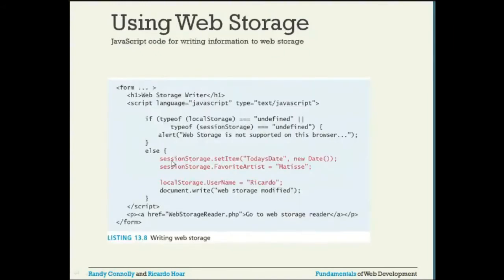Using that object, you will call the method dot setItem. When you say setItem, it will take this as the variable today's date, or you can think of it as a key, and it will be mapped to the date. It is a name value pair. Today's date will be mapped to new Date. New Date will get whatever the current time is, as the object.